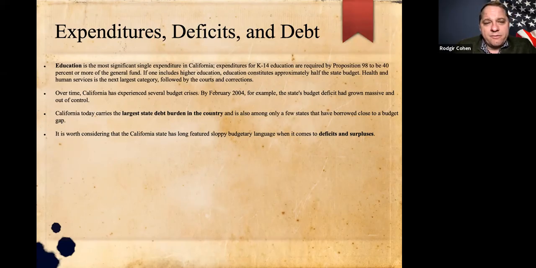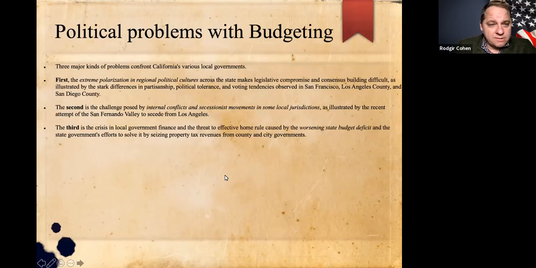Over time, California has experienced several budget crises. By February 2004, for example, the state's budget deficit had grown massive and out of control. California carries the largest state debt burden in the country and is also among the few states that has borrowed to close the budget gap. It is worth considering that California has long featured sloppy budgetary language when it comes to deficits and surpluses.